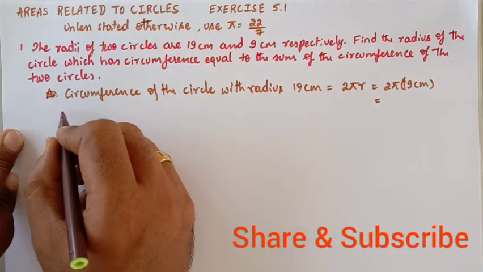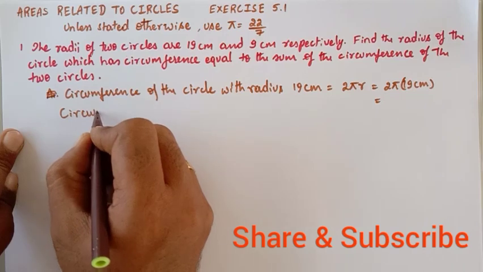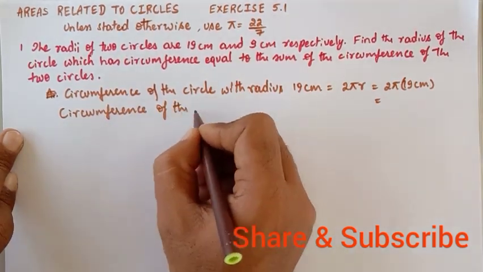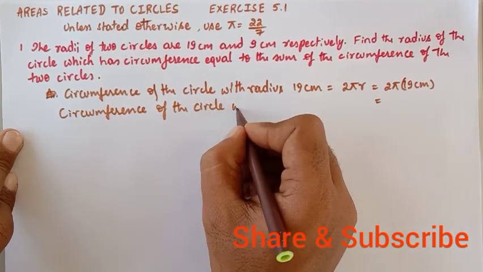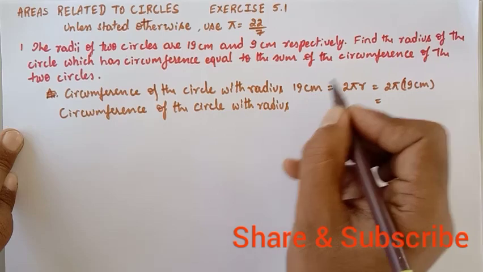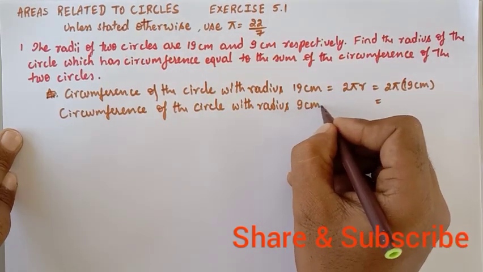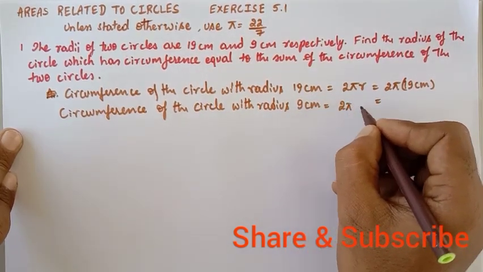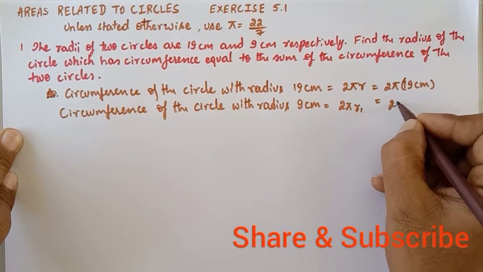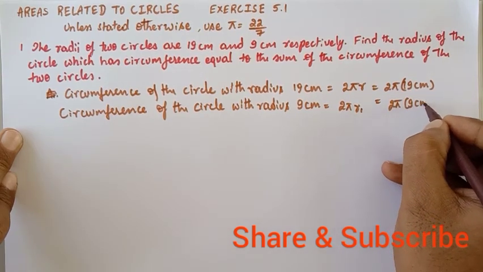In the same way, circumference of the circle with radius 9 centimeter is equal to 2 pi r1, which is equal to 2 pi into 9 centimeter.